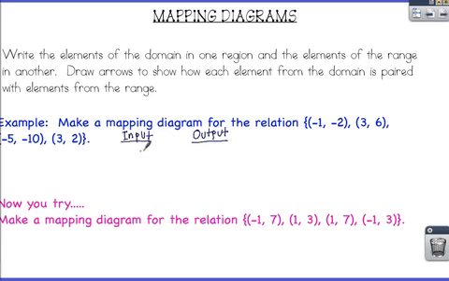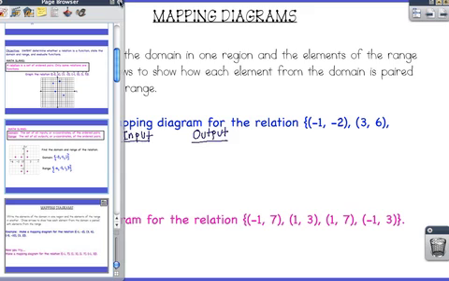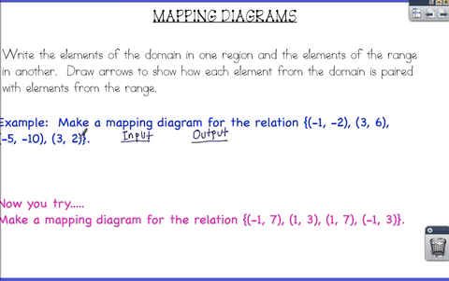So looking for our inputs, we look for all the x-coordinates: -1, 3, -5, and 3. Now our smallest input value is -5, so I'm going to put that first, followed by -1. And then we have 2 input values of 3, but we're just going to write it down once. Then we do the same for our output. We have -2, 6, -10, and 2.